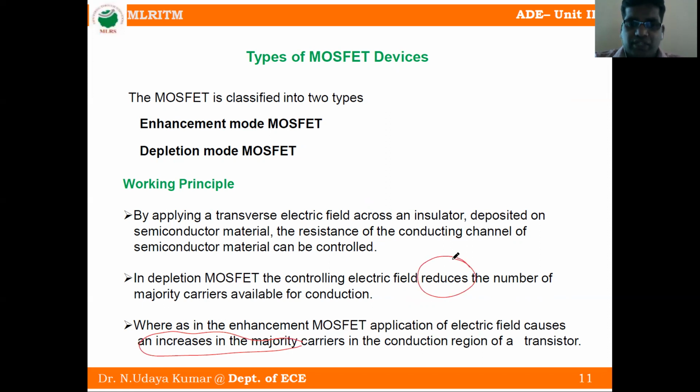So depletion MOSFET reduces the number of majority charge carriers, so the number is decreasing. Enhancement MOSFET means the number of majority charge carriers is increasing.